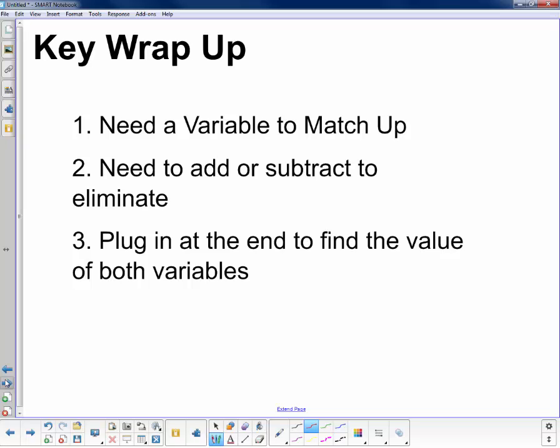And at the end, you need to plug in to find the value of the second variable and get them both. Happy solving.